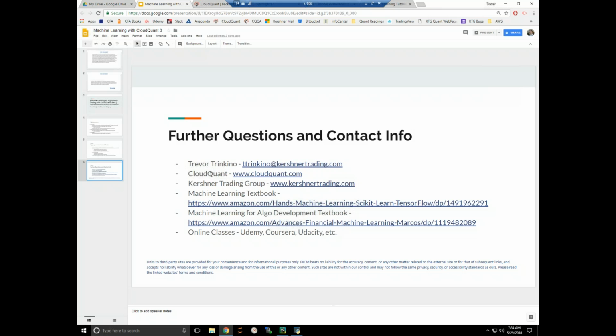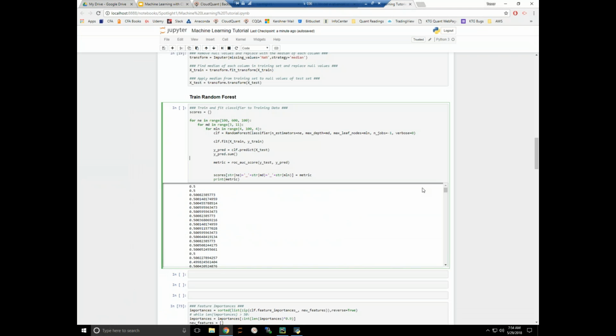We're also building CloudQuant AI, which is going to be an integrated Jupyter Notebook platform that will allow you direct access to all of our data files, and will allow you to really dig in and do some data science and machine learning very quickly.